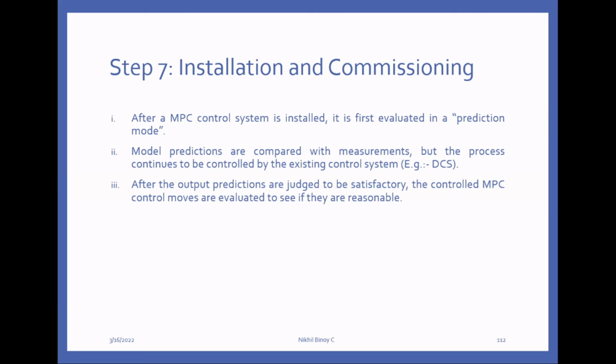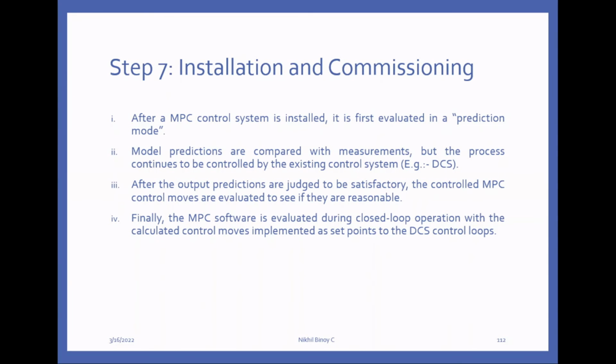After the output predictions are judged to be satisfactory, the MPC control moves are evaluated to see if they are reasonable. After the predictions are satisfactory, what is the next step? We have to check whether the model predictive control output is satisfactory. Then, if all these are satisfactory, the MPC software is evaluated during closed loop operation. Now we can use the closed loop. That means just give the model predictive control input, the manipulated variable, to the process and check whether it is satisfactory.